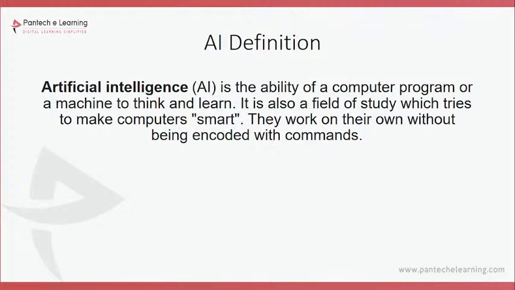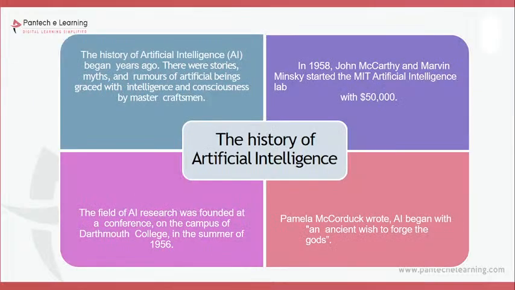So, the history. The history of artificial intelligence began years ago. There were stories, myths and rumors of artificial beings endowed with intelligence by master craftsmen. After that, the field of artificial intelligence research was founded at a conference on the campus of Dartmouth College in the summer of 1956. After that, in 1958, John McCarthy and Marvin Minsky started the MIT Artificial Intelligence Lab with $50,000.